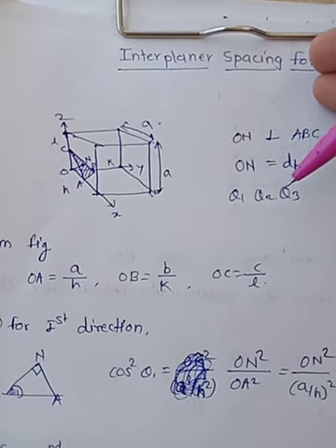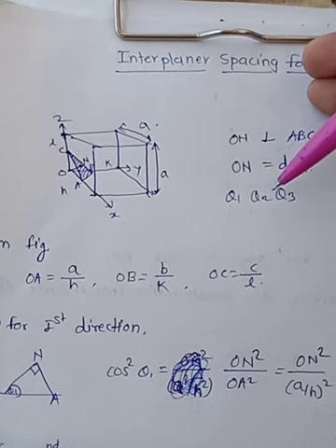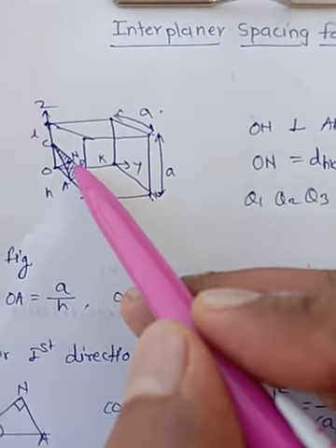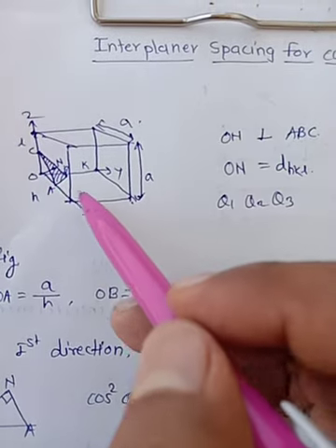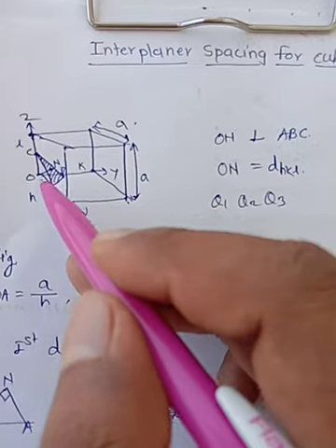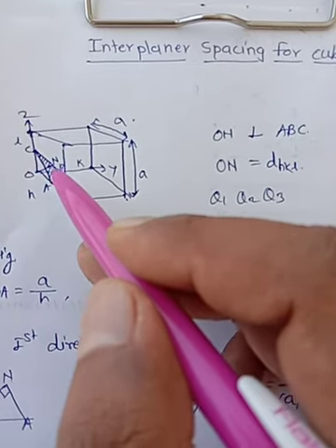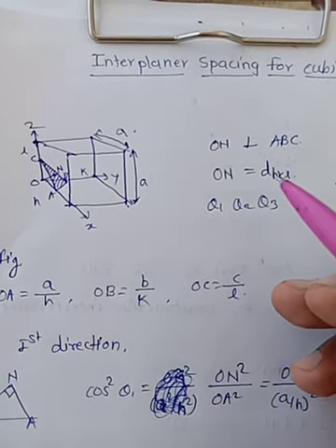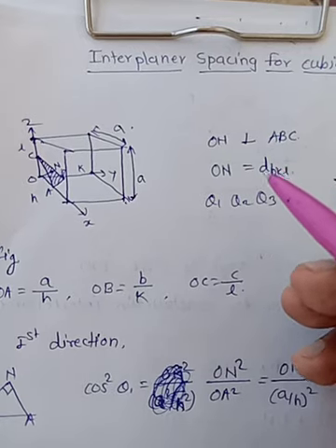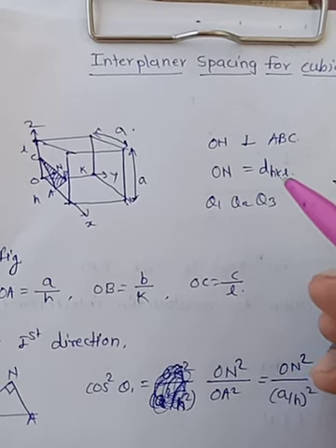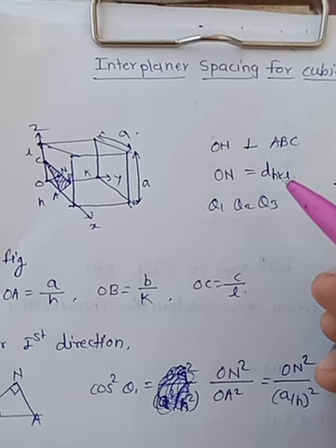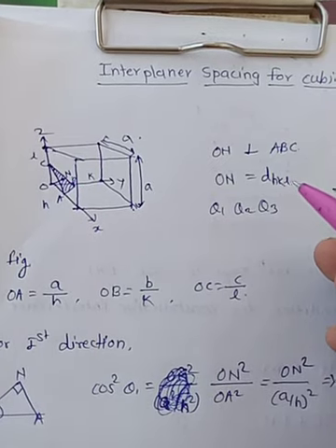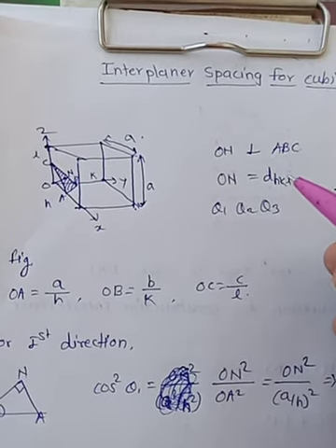Let theta 1, theta 2 and theta 3 be the axial angles. So ON is perpendicular to the plane ABC, and ON is nothing but the distance between the origin O and the plane ABC. So ON is nothing but d_hkl, because d_hkl is the interplanar spacing and h, k, l are the corresponding Miller indices. So ON is equal to d_hkl.